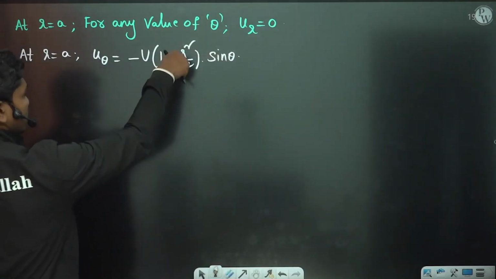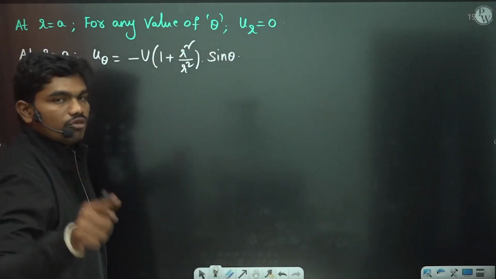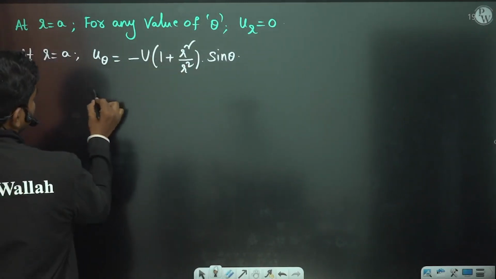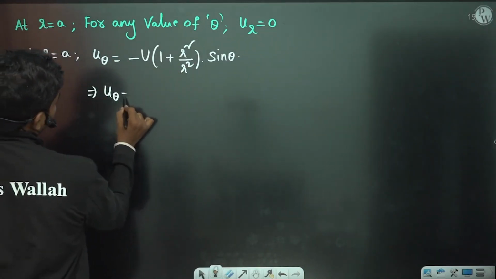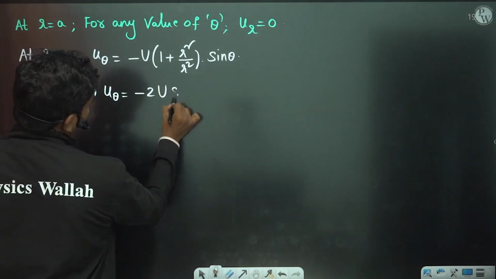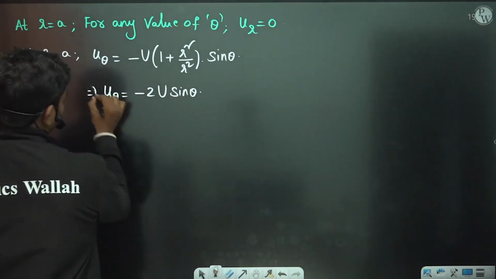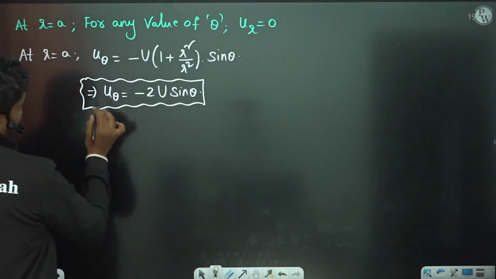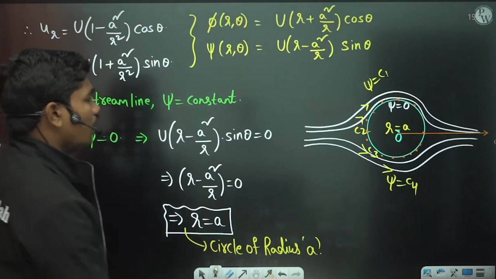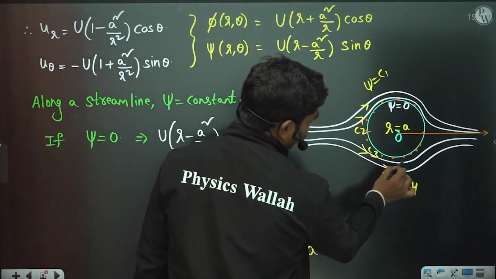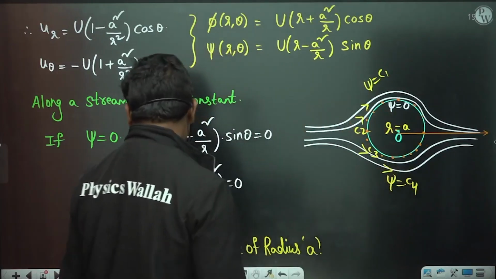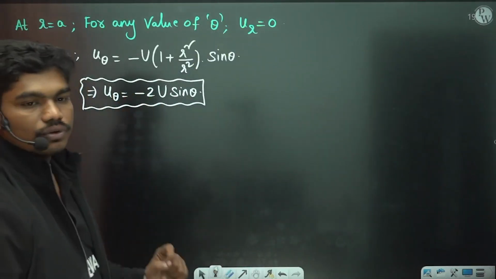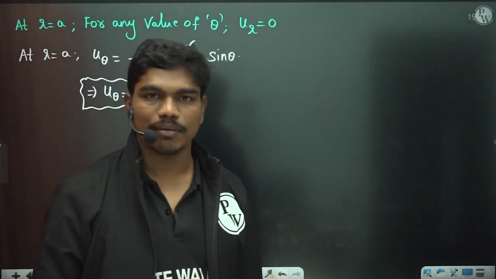So here if you see, this small r square by small r square is actually 1, so that's why 1 plus 1 gives you 2, so u theta is equal to minus 2 times u sine theta at any given location. So at any point in the flow, this u theta has this velocity, which means all these particles just outside the flow have certain velocities equal to minus 2 times u sine theta. Now I want to tell you about one thing.